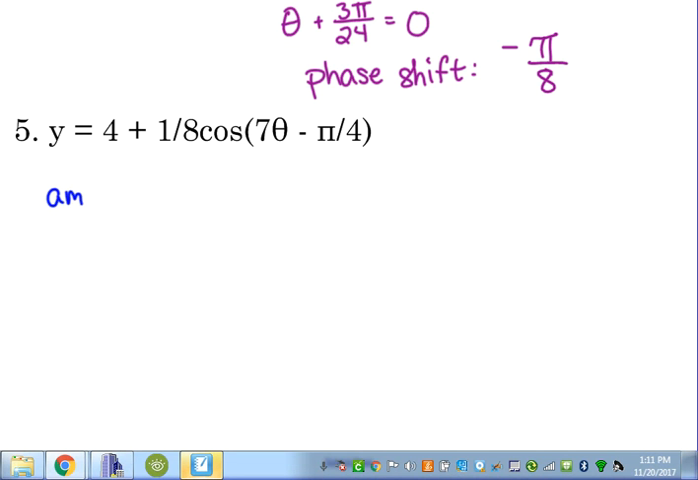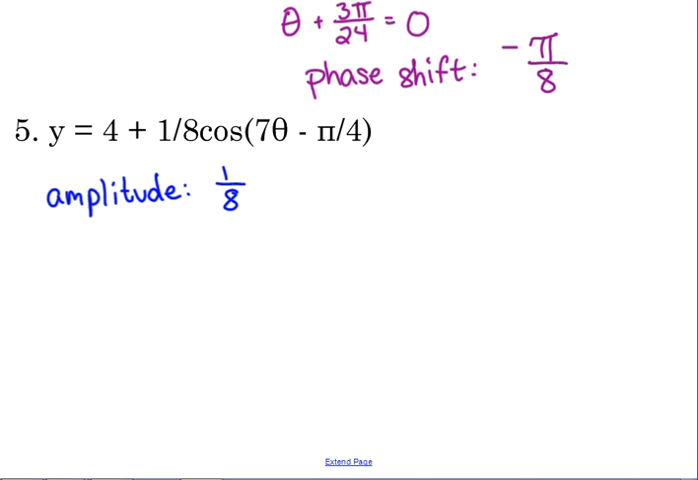The amplitude is not 4, okay? It's not the first number you come to, it's the coefficient with the trig function. So the amplitude here is 1/8, so this one's going to be a lot shorter than our traditional cosine function.